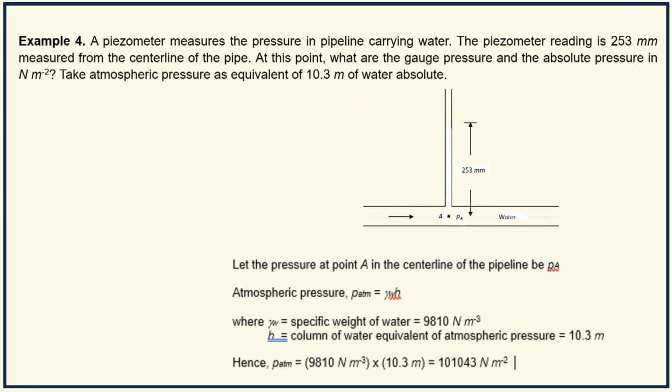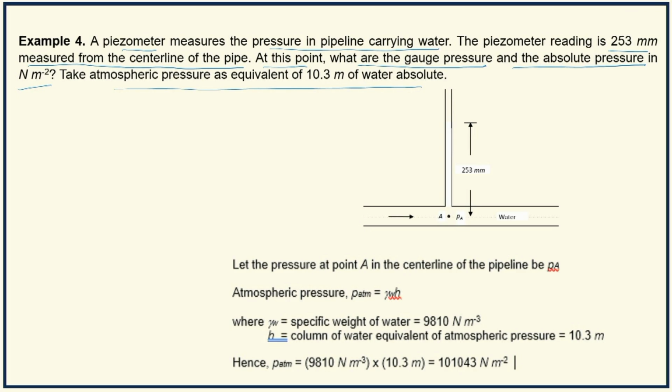Now let us take an example on this. In pressure measurement using a piezometer, Example 4, in continuation of the previous examples we have discussed in this chapter on fluid pressure and its measurement. A piezometer measures the pressure in a pipeline carrying water. The piezometer reading is 253 millimeters measured from the center line of the pipe. At this point, what are the gauge pressure and the absolute pressure in Newton per meter square? Take atmospheric pressure as equal to 10.3 meters of water absolute.